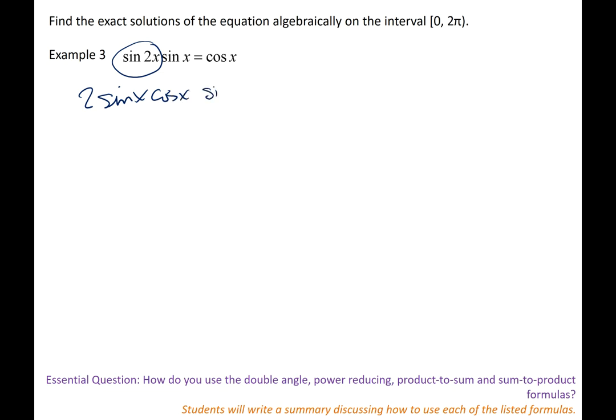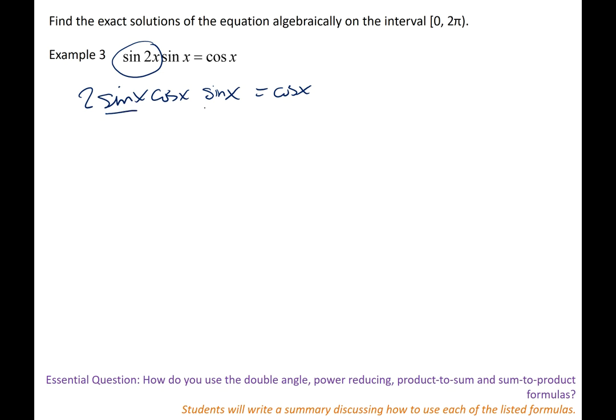Good. 2 sine x cosine x equals cosine x. I'm doing this really slow. I could have probably done more than one thing at a time. In my next line, I'm going to try to combine like terms, and I need to get it equal to 0 in order to find solutions.